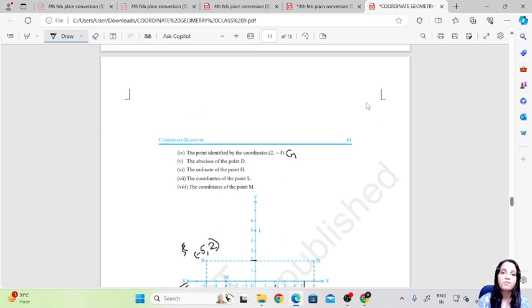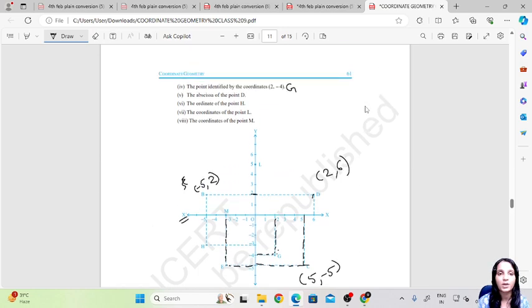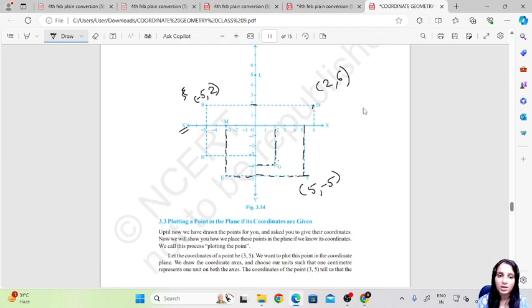The abscissa of the point D. Now I told you abscissa is a point from the x-axis. So of D, D is here. So here 2. So 2, comma 6 it is. So for D, the abscissa is 2. The ordinate of the point H. Now I told you ordinate is from the y-axis. So this is minus 5, comma minus 3. So it is minus 3.